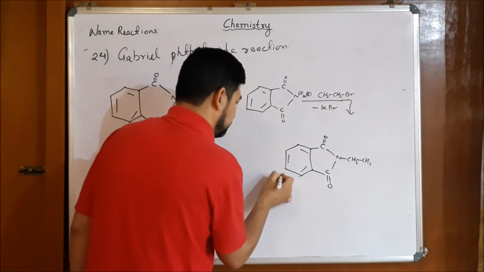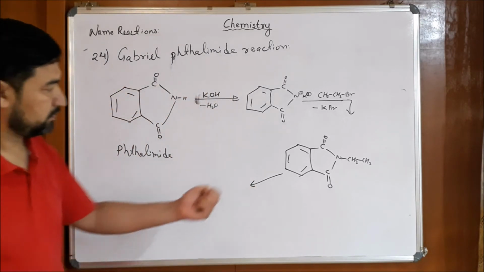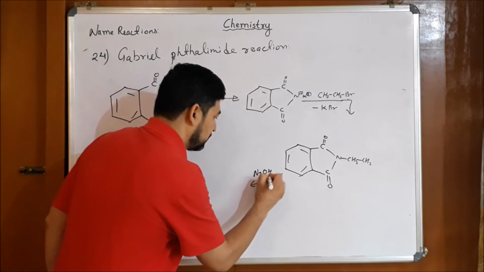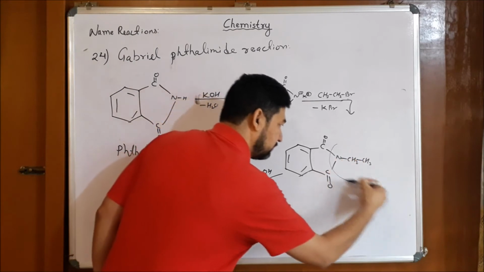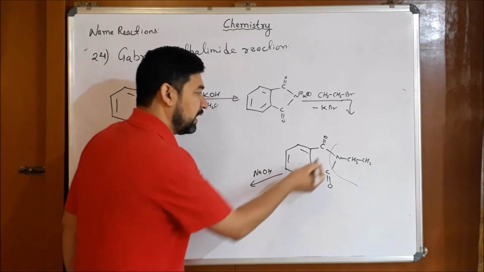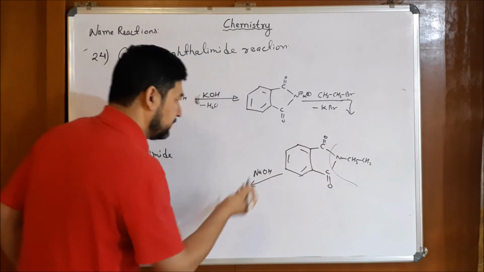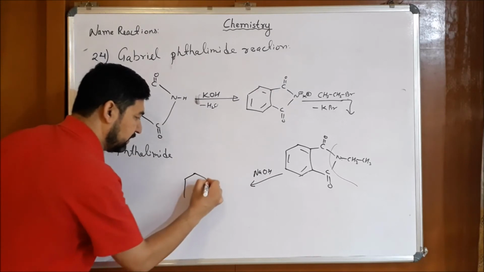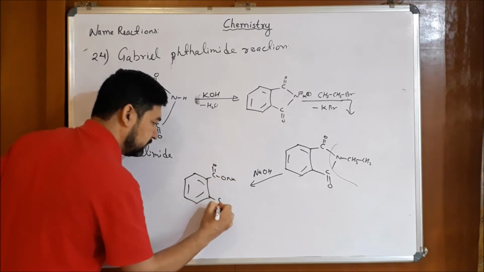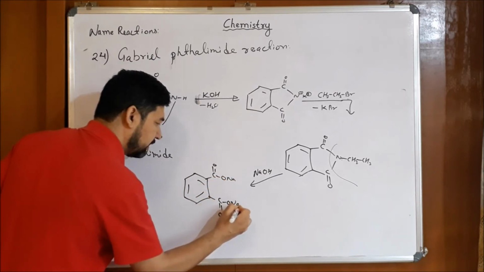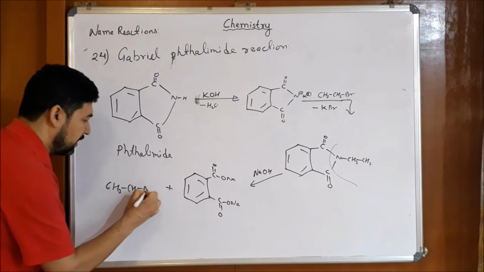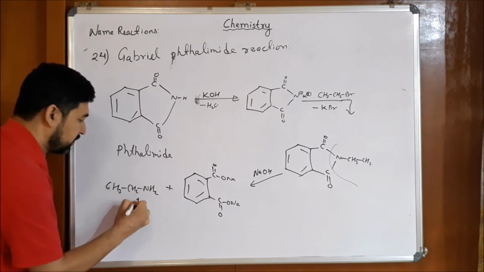So when this is treated with base NaOH, what will happen is you get this. The product will be CH3CH2NH2, and the side product will be C=O ONa, C=O ONa. And our main product is this one, CH3CH2NH2. So this is a primary amine.